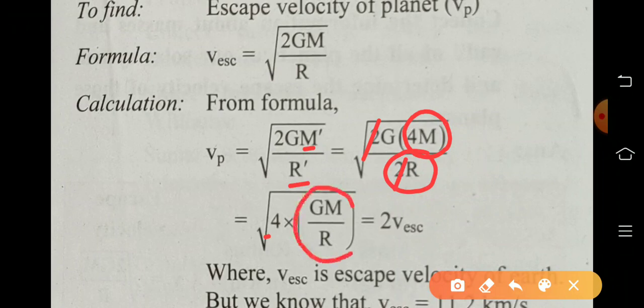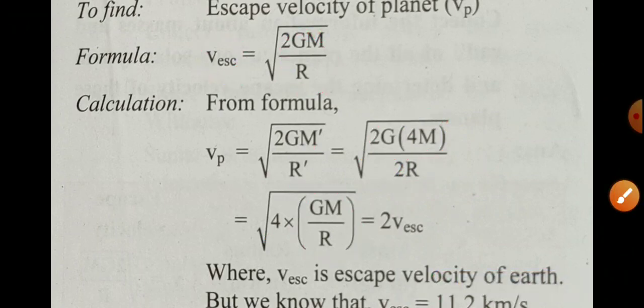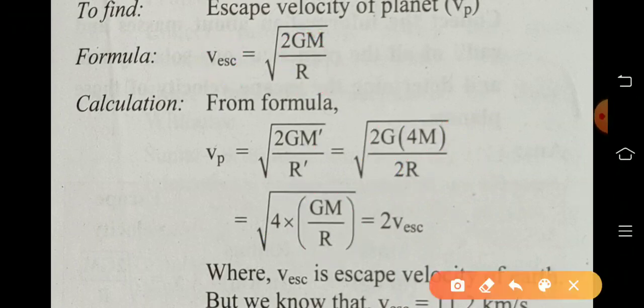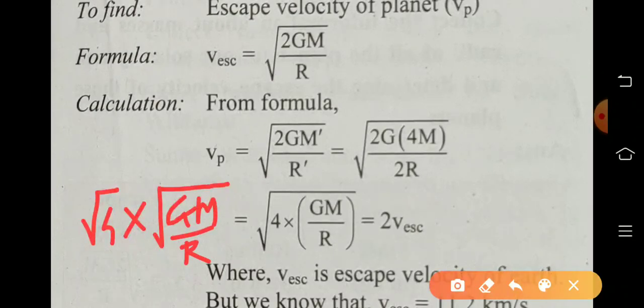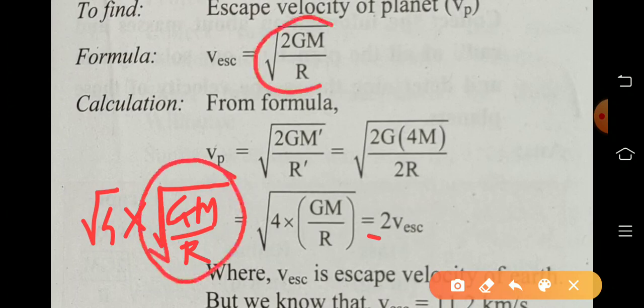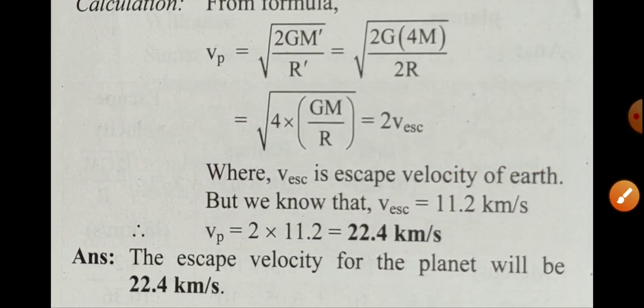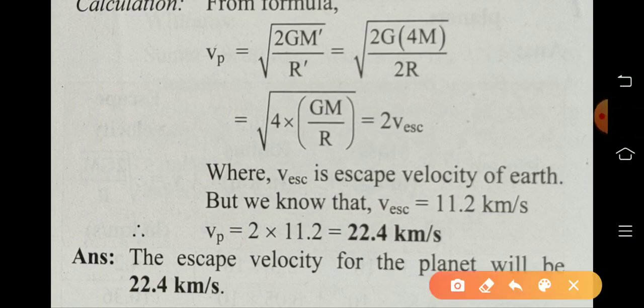So GM upon r means what? That is V escape. So we are writing what? V escape. So how to write this answer I will show here. So we are splitting this square root: 4 multiplied by what? Square root of GM upon r. So what is the square root of 4? That is 2. And what is this square root of GM upon r? Means nothing but V escape. So 2 times V escape. All are getting? Next. Where V escape is the escape velocity of the earth.